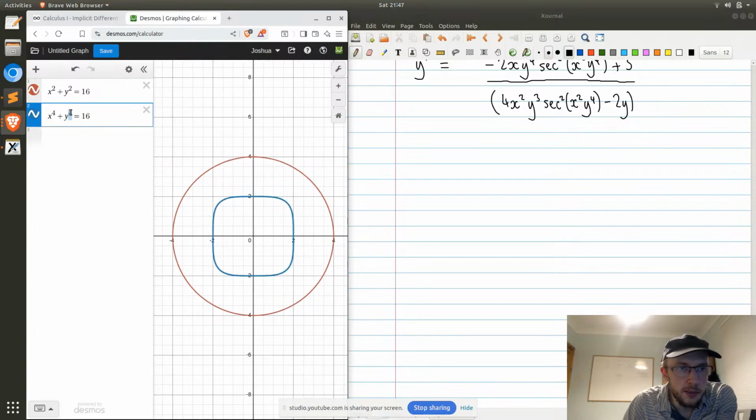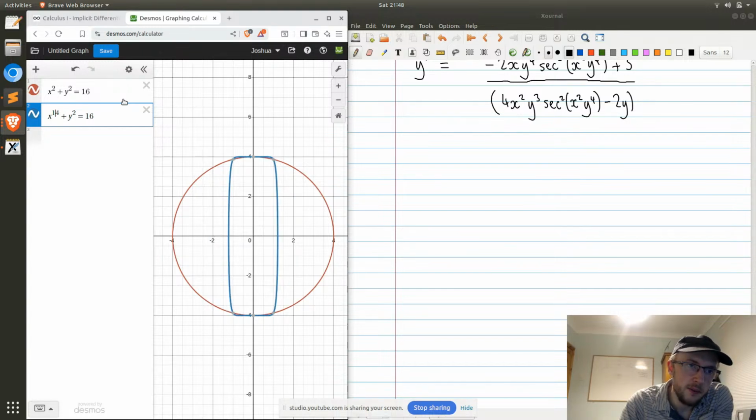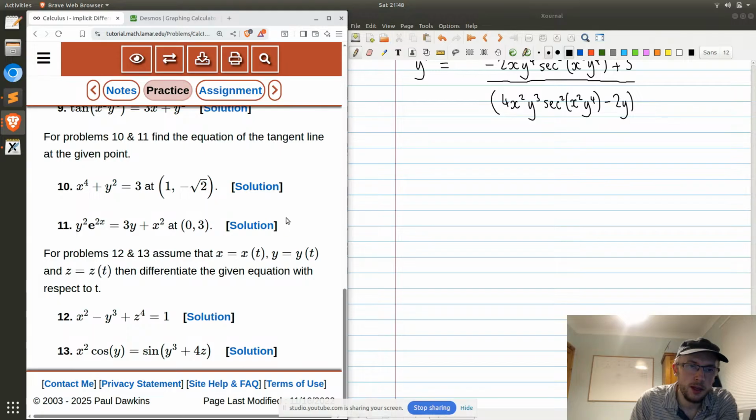But what happens when they don't match? Oh, that's cool. Okay, I'll make that 14 and like 8. Oh, this is cool. I can make kind of like pseudo rectangles. All right. Problem 10.